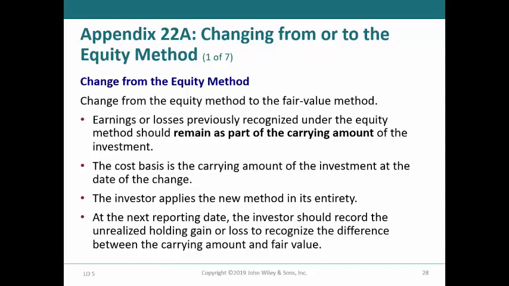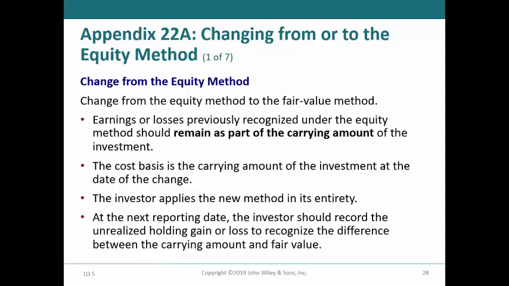A company will change from the equity method to fair value when the level of ownership or influence diminishes such that the equity method is no longer applicable. At the time of the change, the value existing in the investment account will become the cost basis. The company will then compare this cost to the fair value at the end of each reporting period and make an adjustment to record the unrealized holding gains and losses based on the difference between the carrying amount and the fair value.